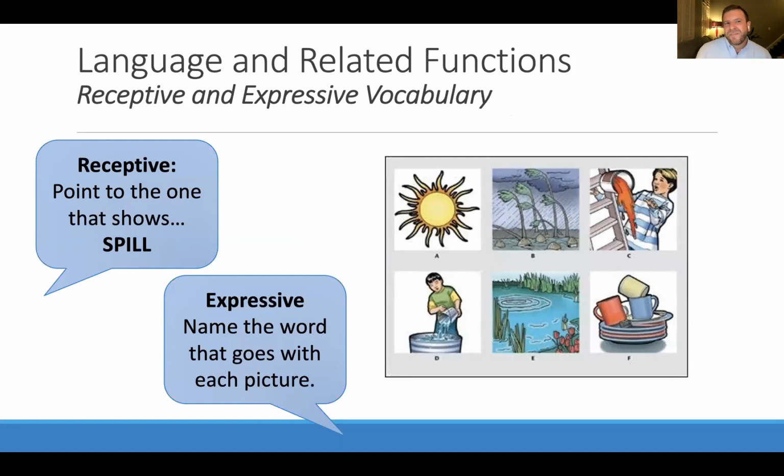So here's an example of some of the basic ones. You could talk about, there's sort of a divide between receptive and expressive language. Receptive might be if I say, show me the one that shows spill. I'm just testing your comprehension of words. Expressive might be one where I say, I want you to name the word that goes with each picture. So, sun or storm or pour, things like that. And many times we'll see folks that receptively are fine, but they may struggle with areas of expressive language. So they might be able to comprehend, but they might have difficulty with retrieving a given word at a given time or formulating language in a way that they're able to express themselves. So we can see the difficulties at all levels.